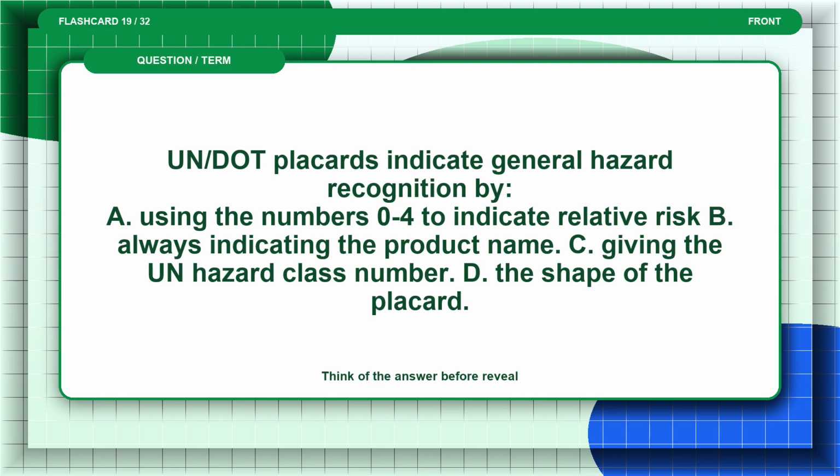Flashcard 19. UN DOT placards indicate general hazard recognition by A. Using the numbers 0-4 to indicate relative risk, B. Always indicating the product name, C. Giving the UN hazard class number, D. The shape of the placard. Think of the answer before the reveal.